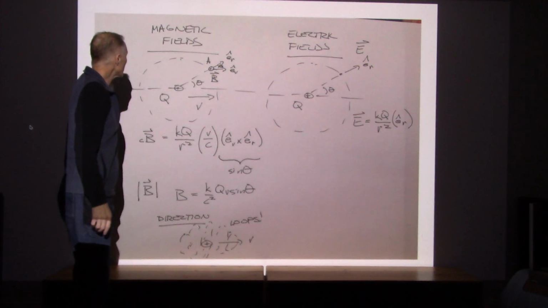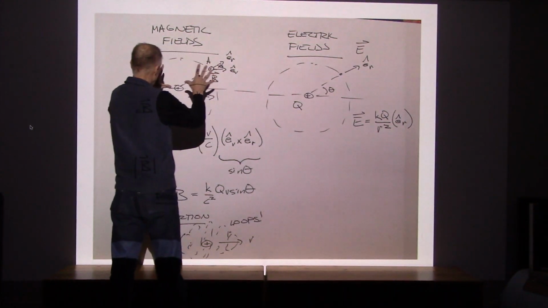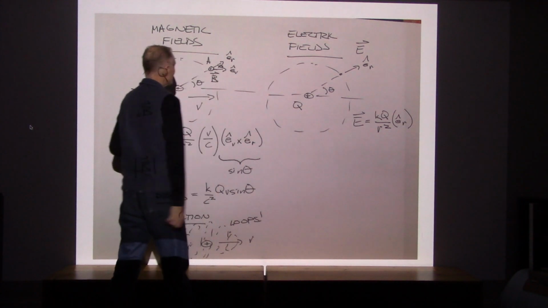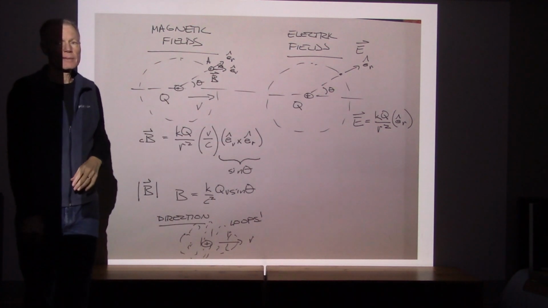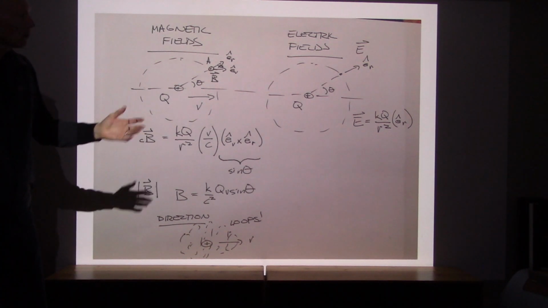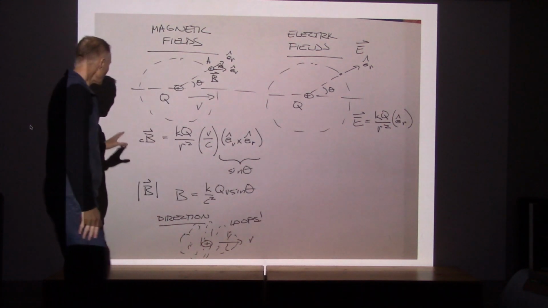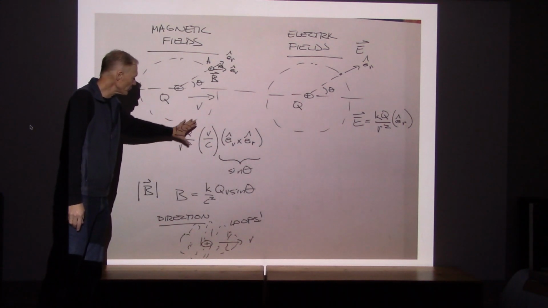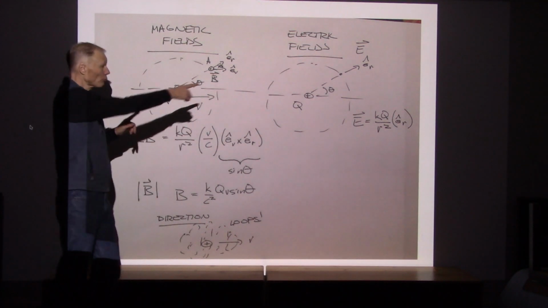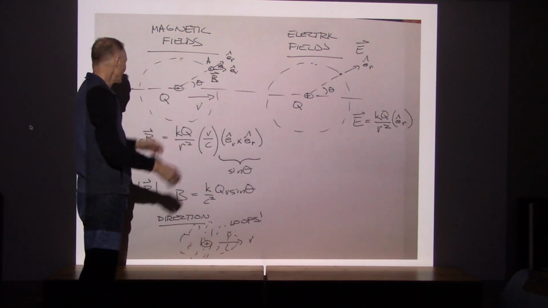So as this charge goes by, its field moves along with it. The field keeps up with that charge as it's moving by. Okay, that's kind of an interesting effect. So what that tells us is that the magnitude of the magnetic field is kq over r squared. So far it's the same as the electric field, but wait, there are 2 changes we have to make.